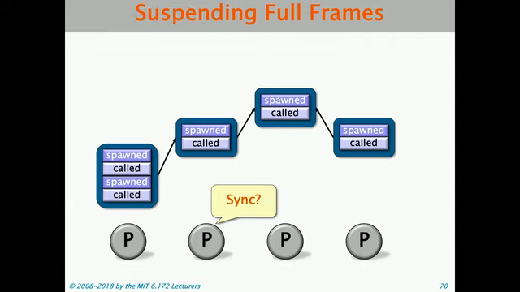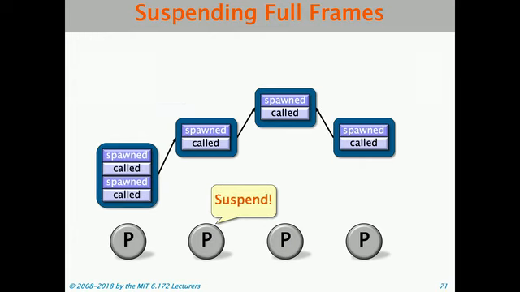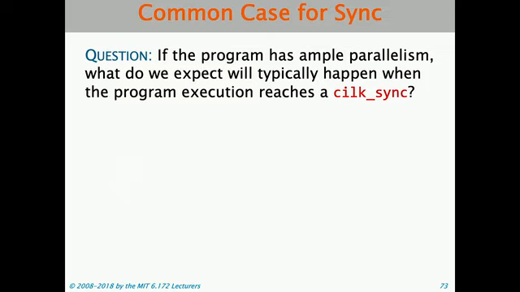Great. Now suppose that some worker says, oh, I encountered a sync. Can I synchronize? In this case, the worker has an outstanding child computation, so it can't synchronize. And so we can't recycle the full frame. We can't recycle any of the stack for this child. And so instead, the worker will suspend its full frame, turning from dark blue to light blue in our picture, and then it goes and becomes a thief.